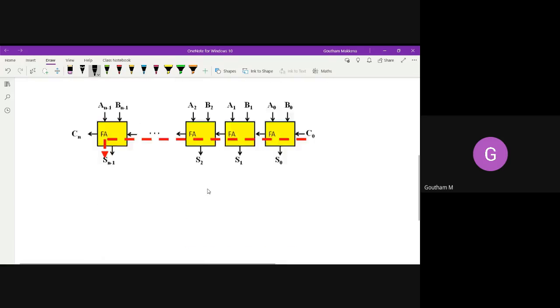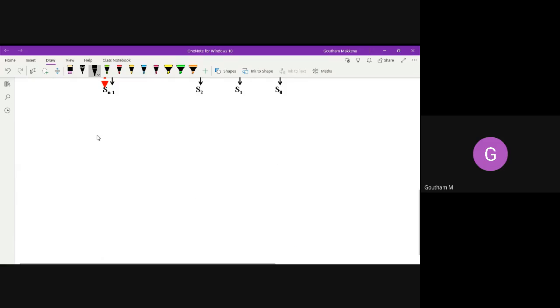One problem with the ripple carry adder is that it results in glitching. What is a glitch? A glitch is nothing but a momentary wrong value. We don't want wrong values, but sometimes the result is momentarily wrong. This can be understood with the help of an example.